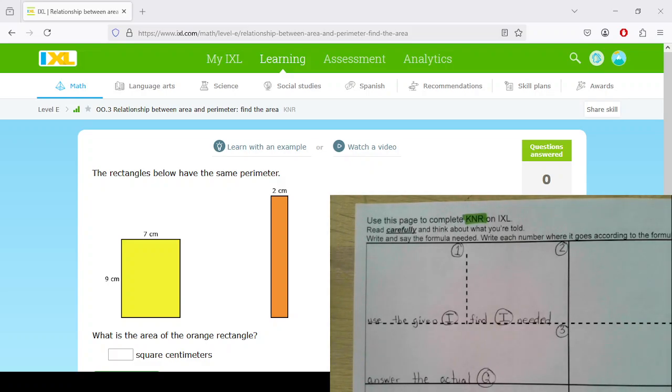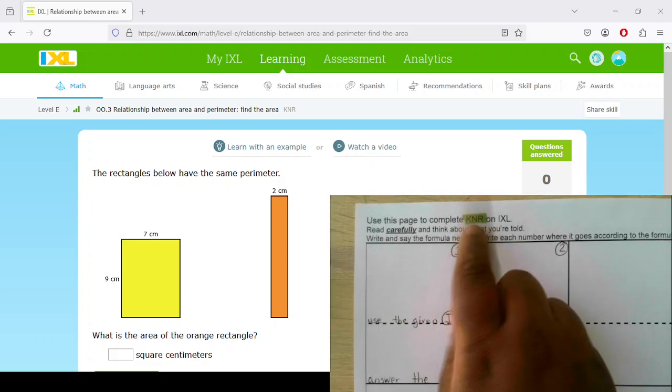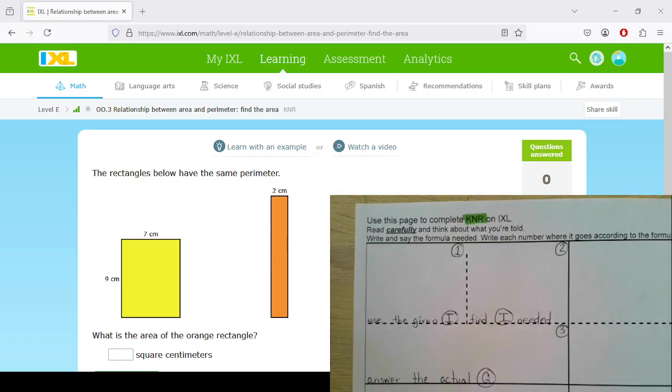Okay, so in this lesson, I'm going to use this page to complete KNR on IXL. I'm going to make sure that I get on IXL and I search and find KNR. Once I'm on that scale, it'll give me a question automatically. And because I'm problem solving using that relationship between area and perimeter, I'm going to have to take a few steps to solve these problems.